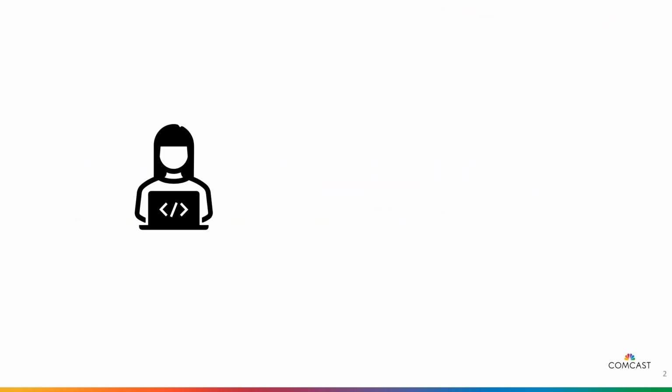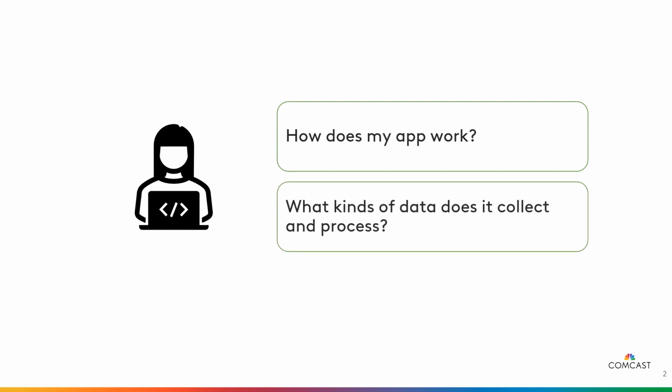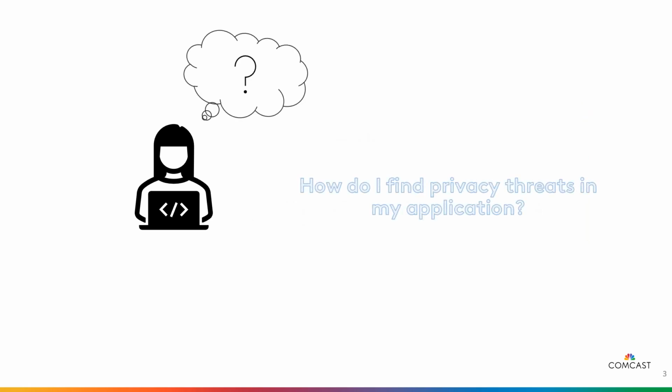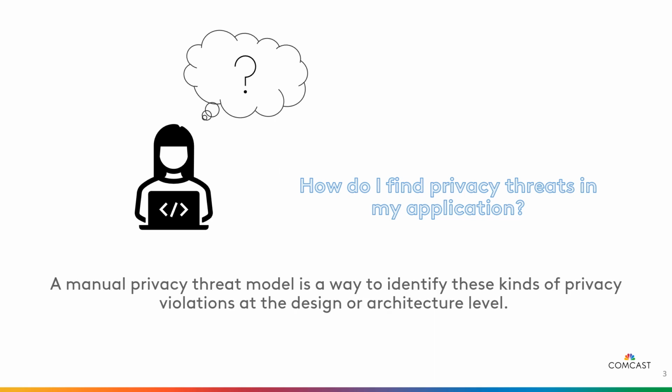Suppose you're a product developer, you know how your application works, and you know what kinds of assets and data are part of your application. To find out if there are privacy threats from the application to stakeholders, you can typically conduct a privacy threat model guided by the architecture diagram. However, there are a couple of roadblocks.